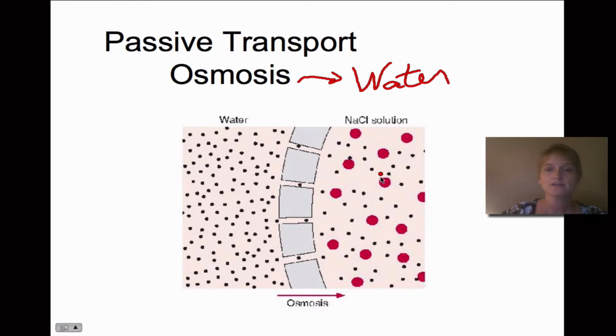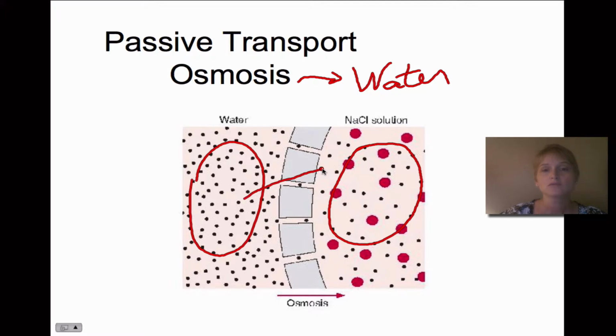So what we have here is on one side of the membrane we have a salt solution. So these red dots are considered the salts, and these black dots are considered water molecules. You'll notice over on this side there are no solutes, and on this side there are more solutes than there are water. So what will happen is the water will move to the side that has more solute concentration. So it has more salt, so the water is going to move this way.